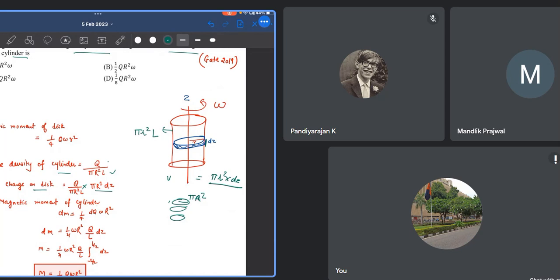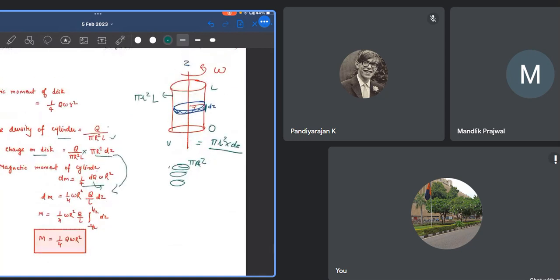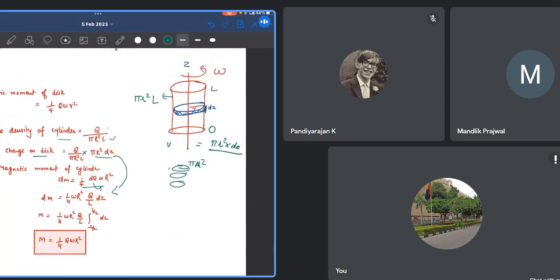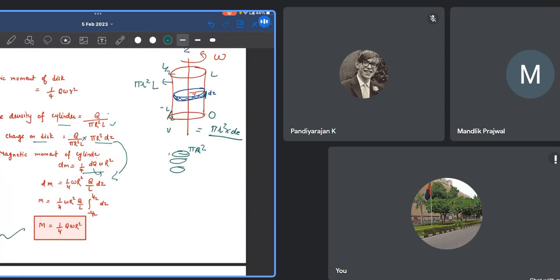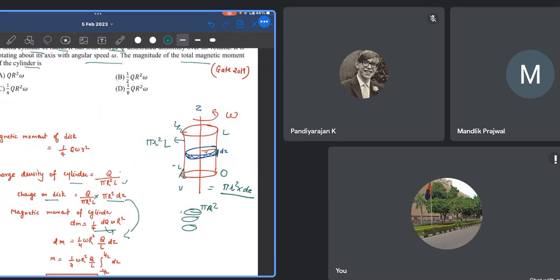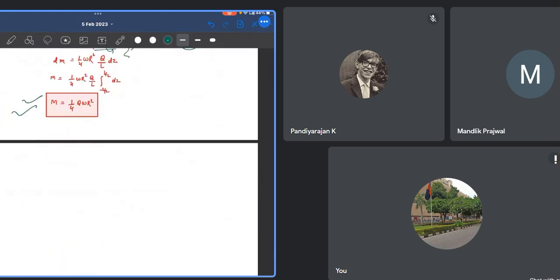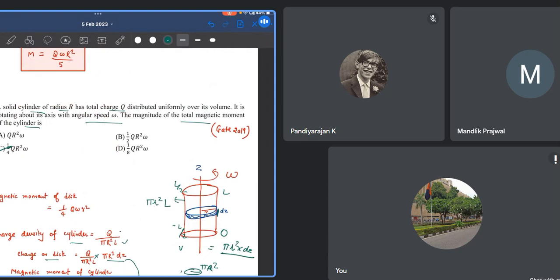So the magnetic moment of the cylinder will become the magnetic moment of this disk with Q replaced by dq. dq is this term, and dz can be integrated from 0 to L. Either you integrate from 0 to L or you integrate from minus L by 2 to L by 2, both will give you the same answer. So this will become your magnetic moment in the case of the cylinder, 1 by 4 Q omega r square. So this was the question from the GATE exams.